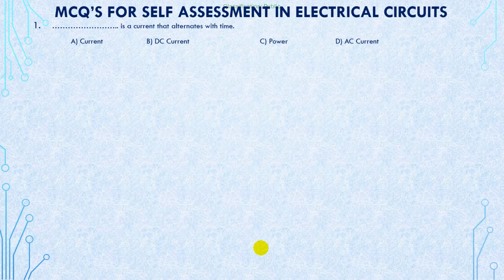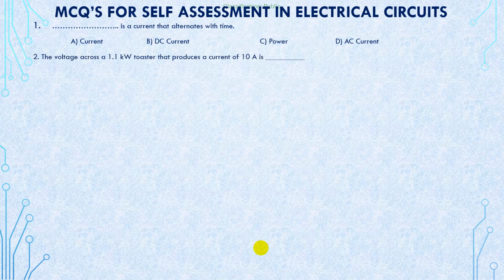Generally, current is either DC current or AC current. AC, the full form itself, is alternating current, which alternates between a positive cycle and a negative cycle. This is called alternating current. And DC is nothing but direct current, which doesn't alternate with time. So the current which alternates with time is called AC current.